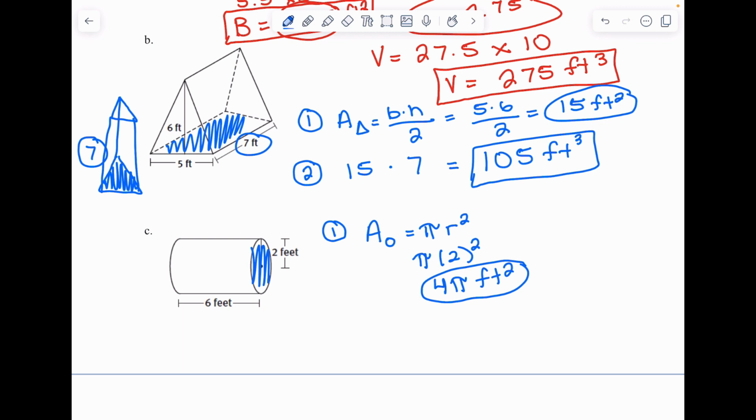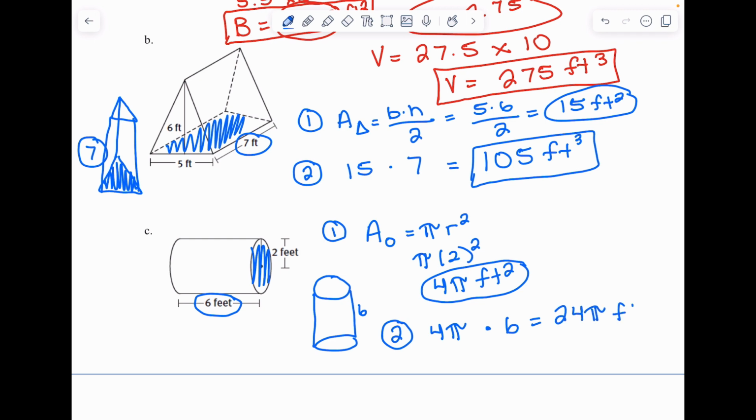And same thing we talked about in part B. If I were to stand this cylinder up so that its circular base is on the floor, you would see that the height is this measure right here, the 6 feet. So to find my volume, I take my 4 pi, which is the area of my base, and multiply by the height of the cylinder. And I get 24 pi feet cubed.